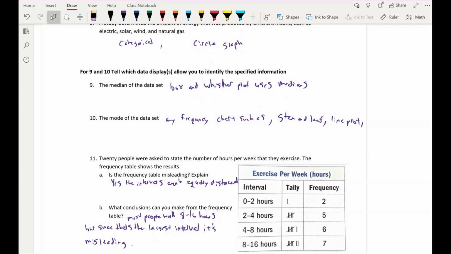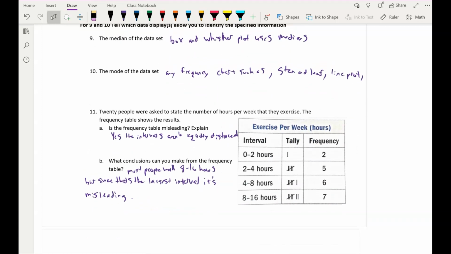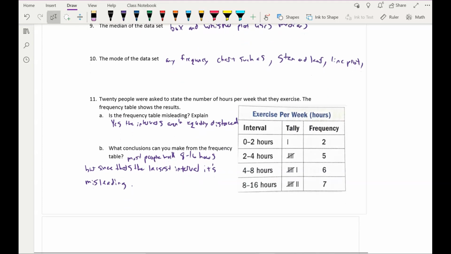Let's see. For 9 and 10, tell which data display. So basically the same thing. Just keep in mind, for the median of a data set, the best display is a box and whisker plot, because it tells you the exact median. And then just use logic on the rest of those. Check out that PDF that was uploaded for that section.